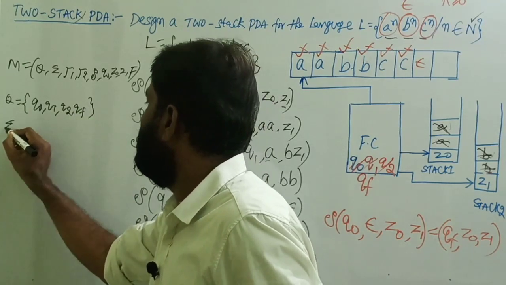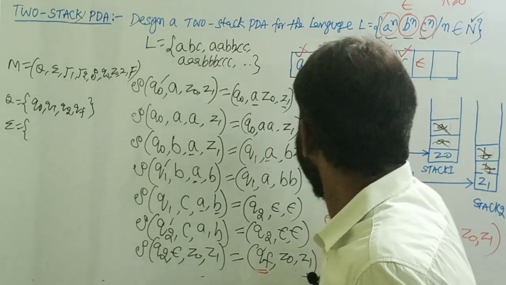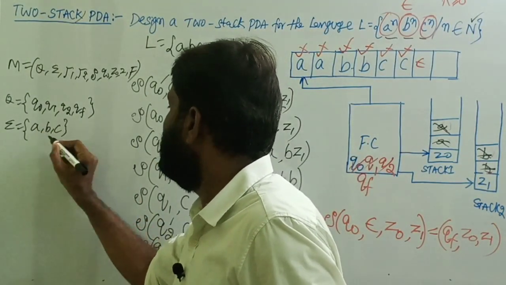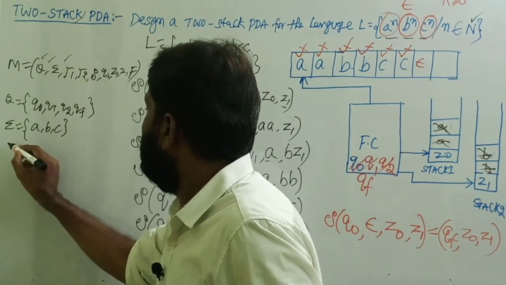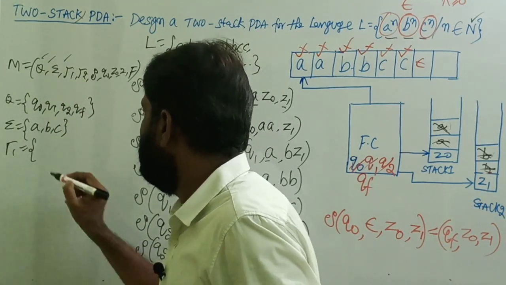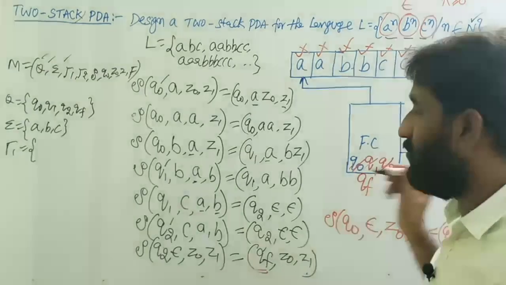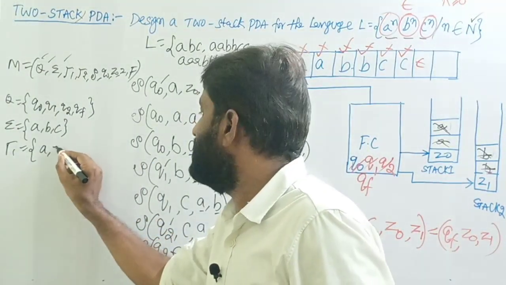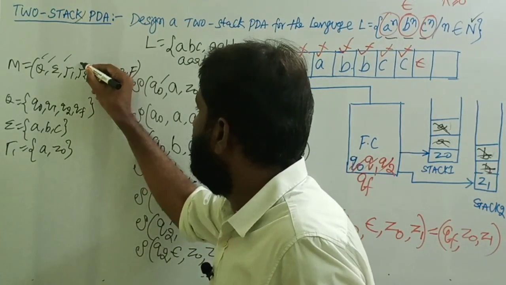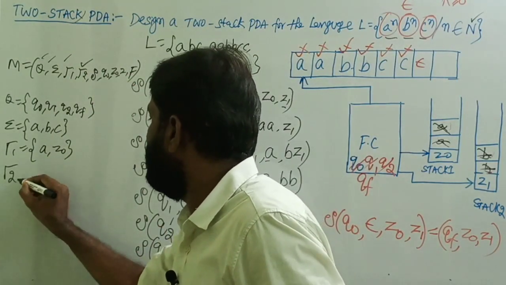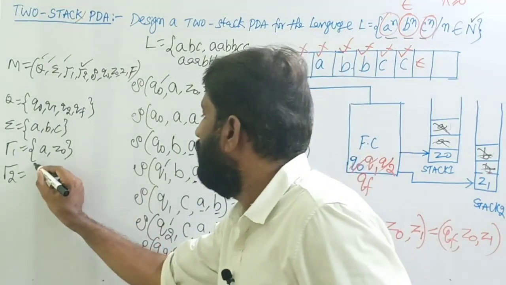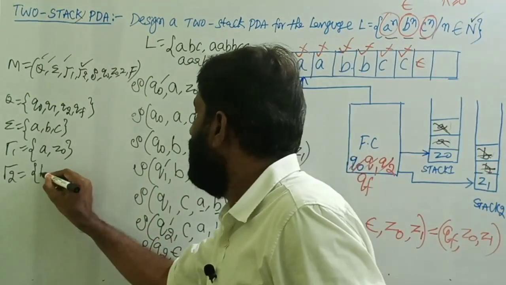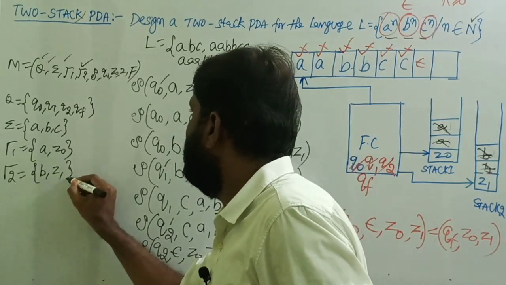Then sigma is the input alphabet. What are the input alphabet symbols we store in the input tape? A comma B comma C. Then next, stack 1 alphabet equals, we store A's on stack 1 along with, by default, the stack symbol Z0. Then next one is stack 2 alphabet, that equals, we store B's on stack 2 along with the initial stack symbol Z1.